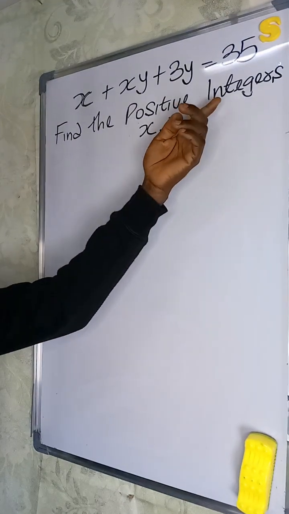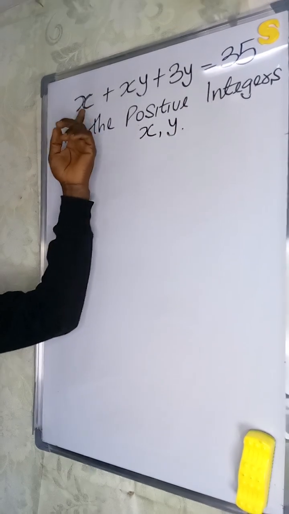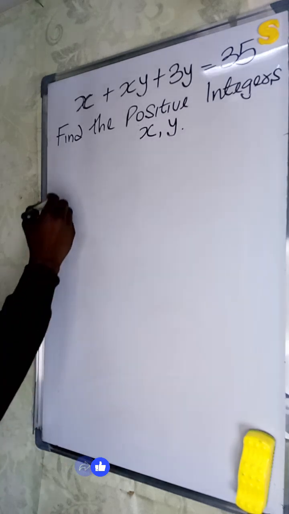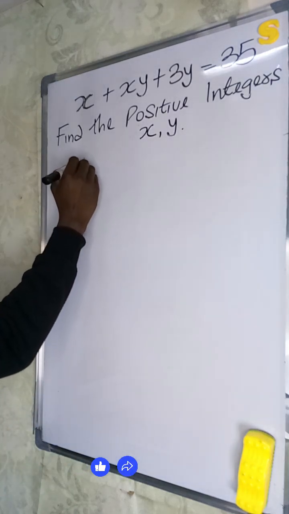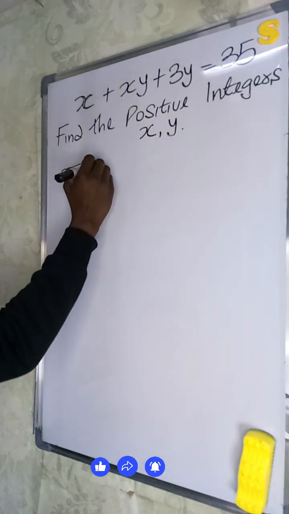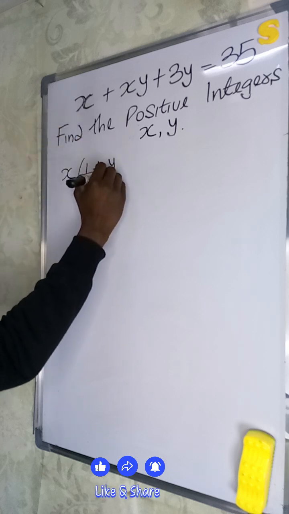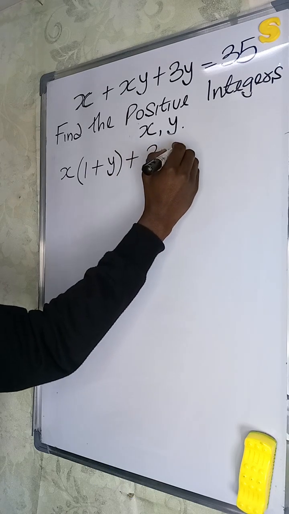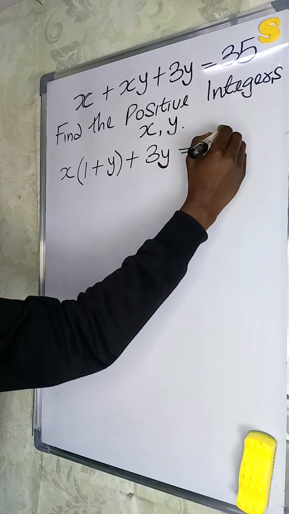To find positive integers x and y, we need to simplify this expression. Looking at it, you can see that x plus xy plus 3y is equal to 35. There is a common term here, and that is x. So x divided by x is 1, plus y, and then plus 3y equals 35.